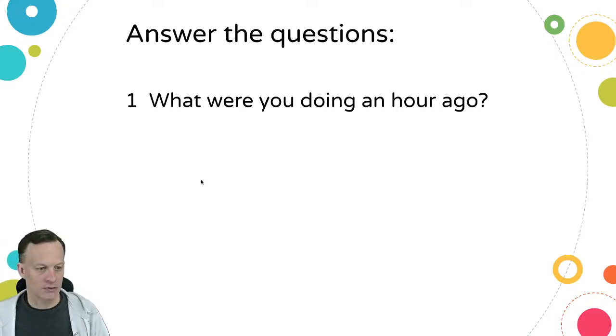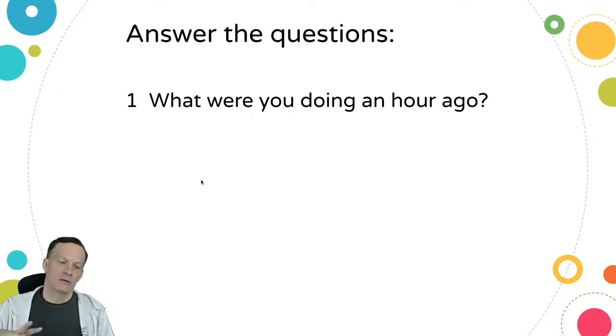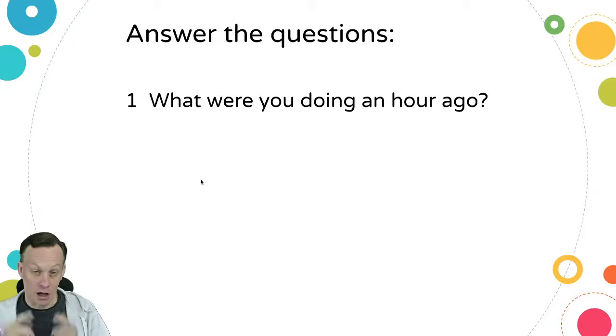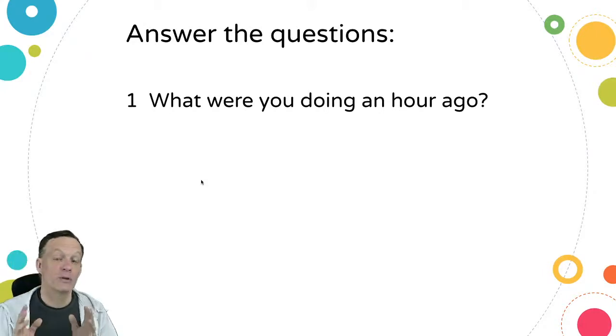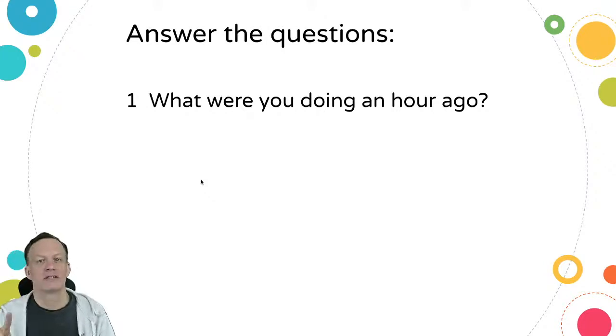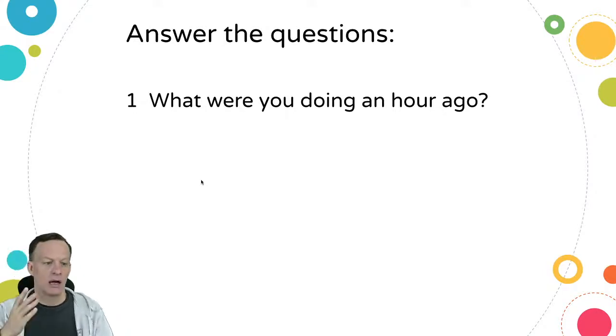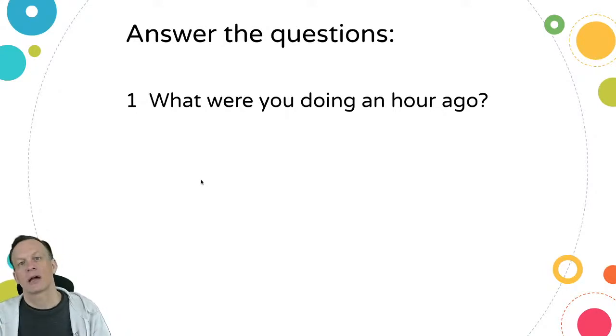An hour ago, I was doing homework. Fine, okay. Generally, Ugo, one quick observation, we put the time clause, say an hour ago, at the end of the sentence, okay? The when and the where, in general, go at the end of the sentence. So I was doing homework an hour ago.